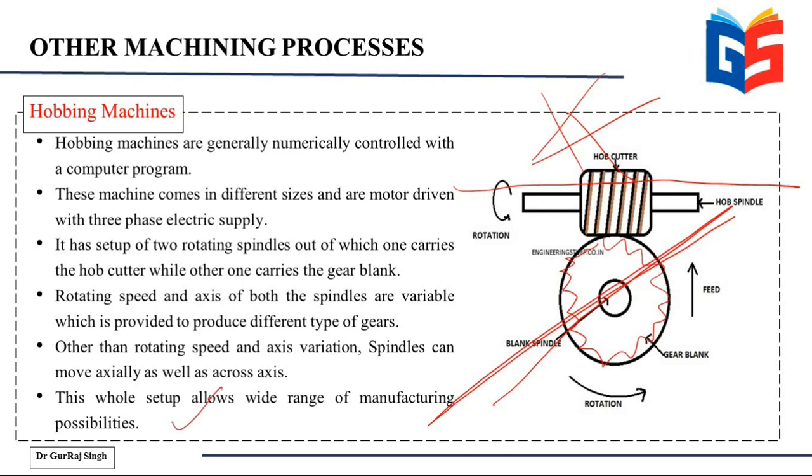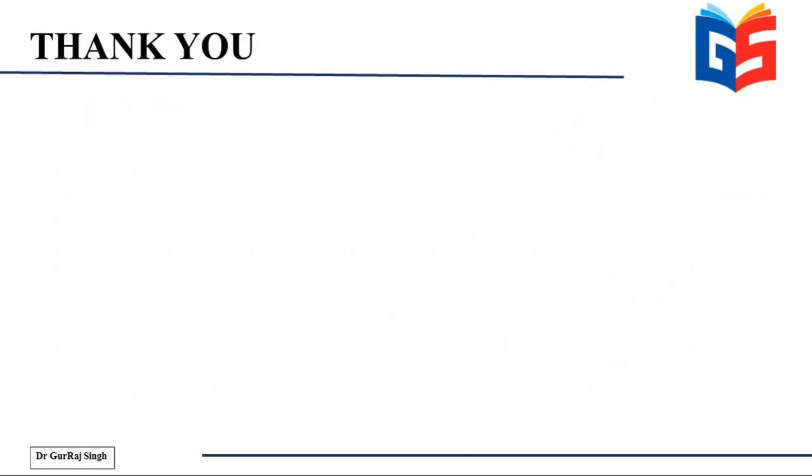So this is all about your conventional machining methods. We have discussed turning, milling, drilling, grinding, other abrasive processes, then boring, shaping, planing, and finally we've concluded by talking about broaching and hobbing. So in the coming lecture, we'll be discussing the basic differences between conventional and non-conventional machining.